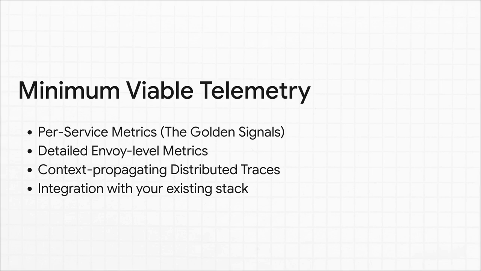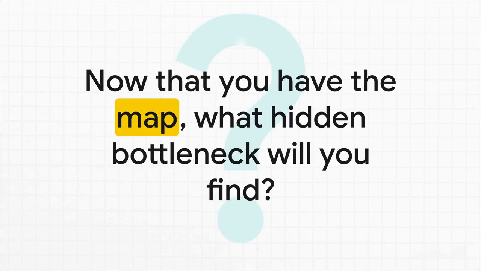So we've seen how having the right tools can completely transform a frantic, stressful firefight into a calm, methodical investigation. The service mesh basically gives you a detailed map to your system's performance. So the only real question left is, now that you have that map, what hidden bottleneck, what lurking issue are you going to find first?